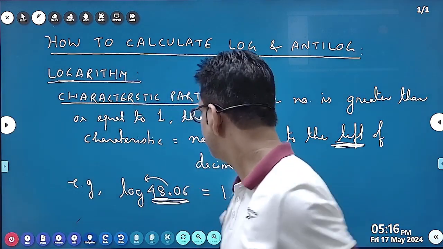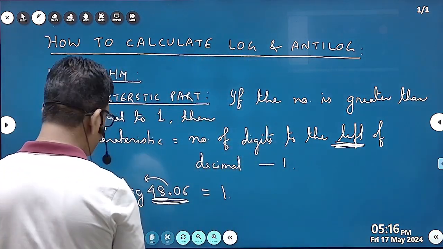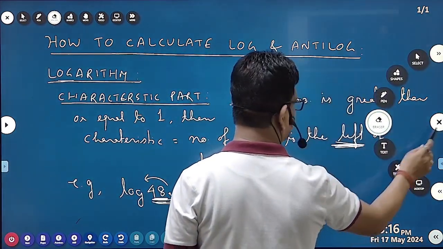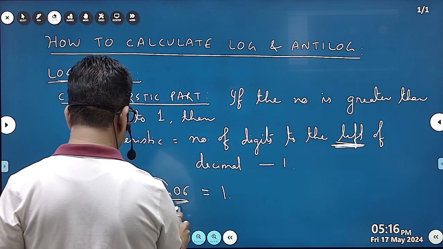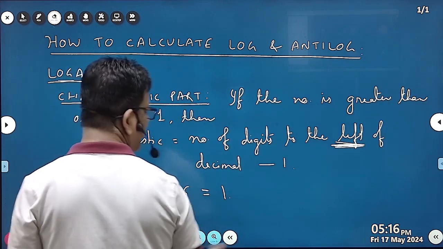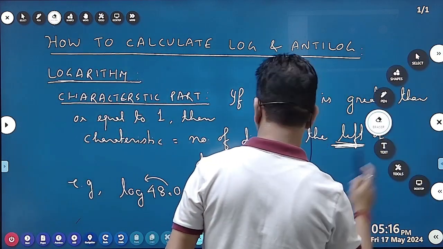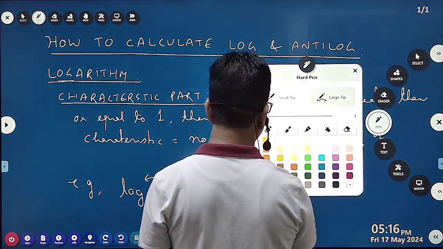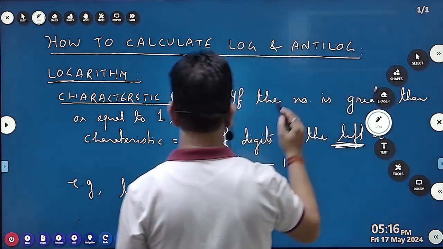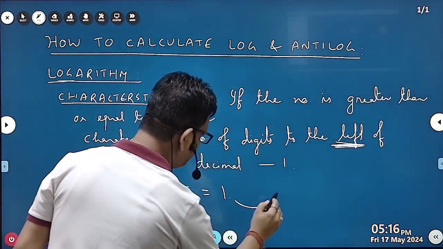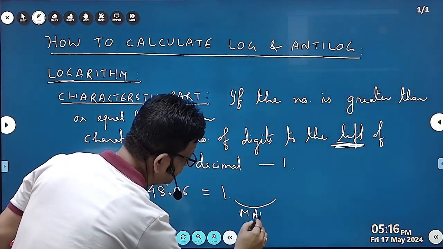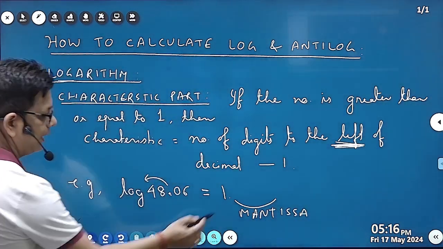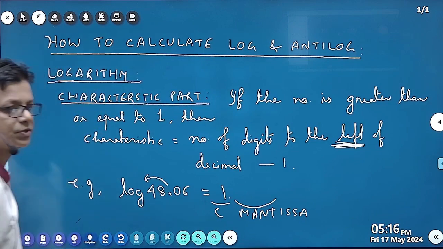Suppose one more number, and we'll do it together, you can also write it down. Sir, what is the spelling of mantissa? Mantissa, just a minute. This is called Mantissa. And this portion is the characteristic part. Got it?